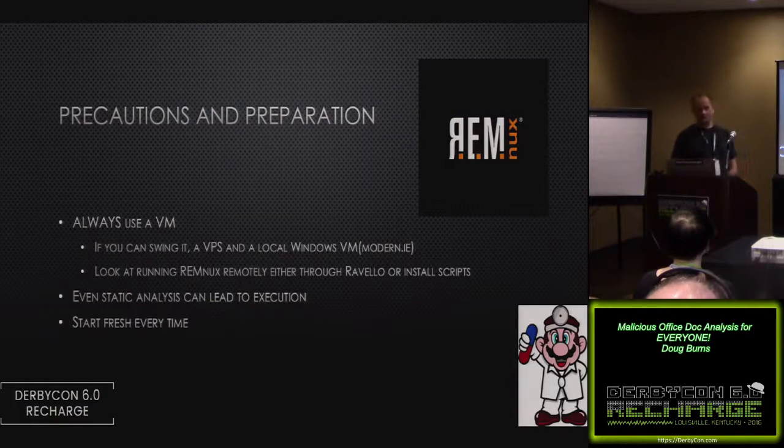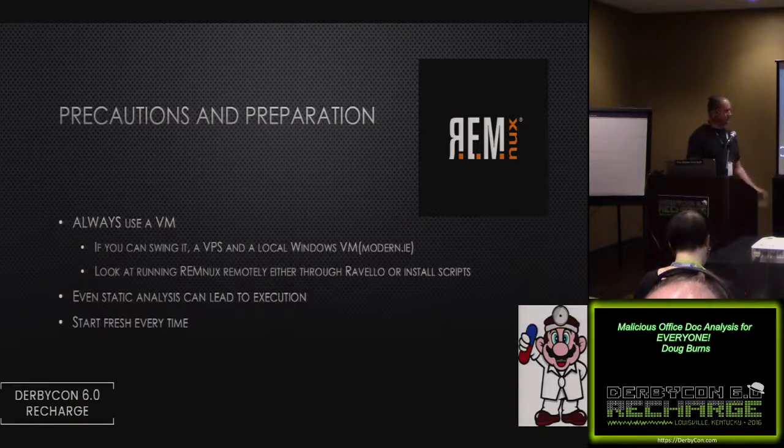So precautions and preparations. Always use a VM. So if you can swing it, you're best to have 2 VMs. I would recommend like a VPS just out somewhere that's not tied to your corporate network. Run it on a personal credit card, expense it off to your boss, just non-attributable to your company, so that there's no way that anybody can link your VPS machine back to your company. And then just a local VM.